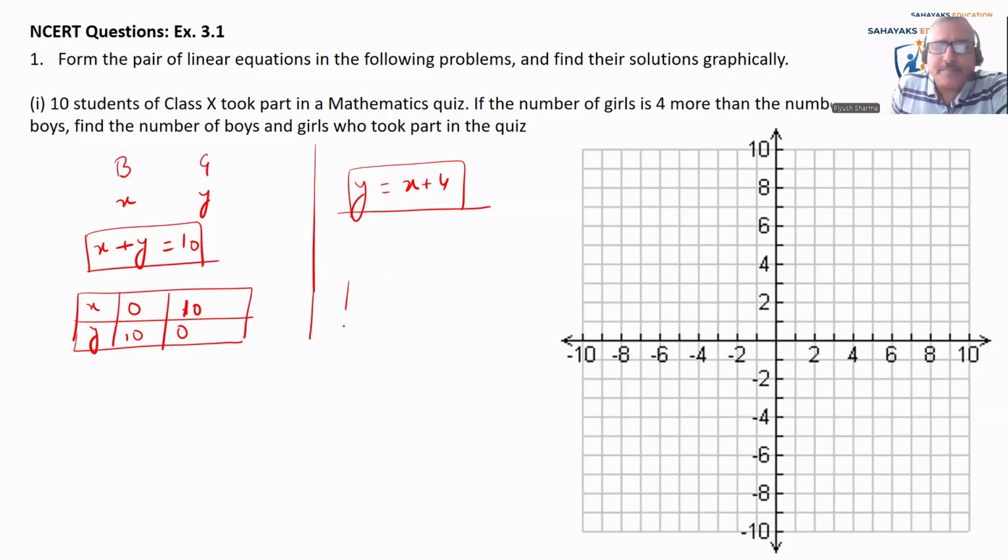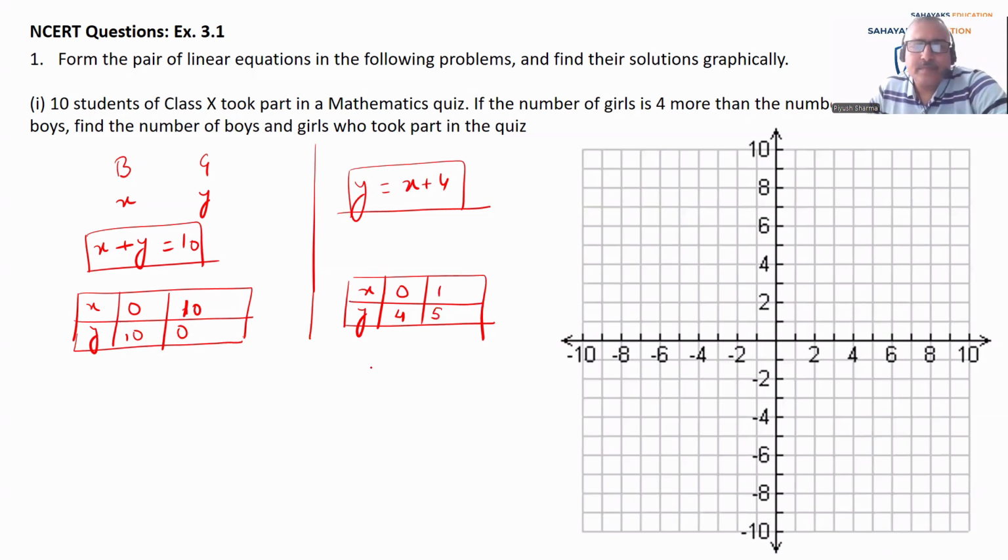Again, we'll make a table here. x and y. So I'll put the value of x as 0, y comes out to be 4. I'll put the value of x as 1, the value of y comes out to be 5. Now, let's draw it on the graph.